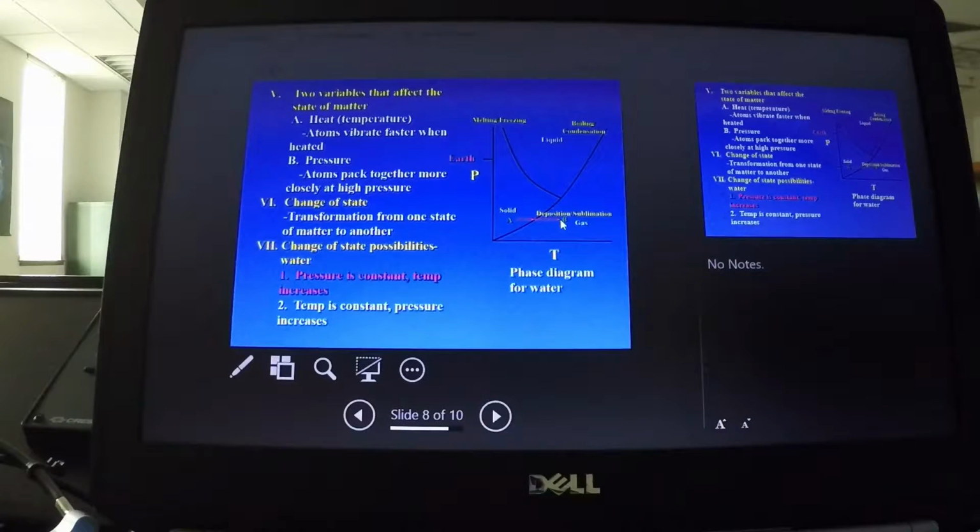Okay, so up there, that's Earth's pressure. That's why you've never seen water do that. We have too much pressure on the surface of Earth for this to happen. It does happen with dry ice. Dry ice has a different phase diagram, okay?